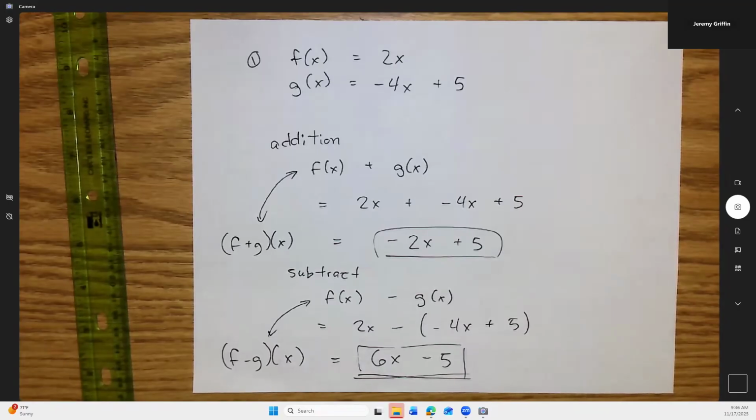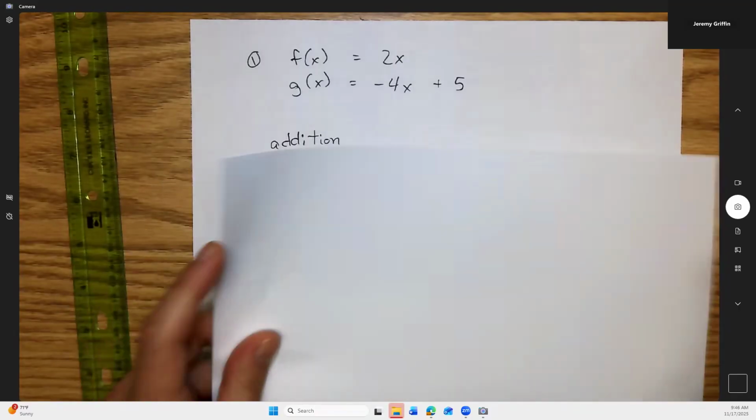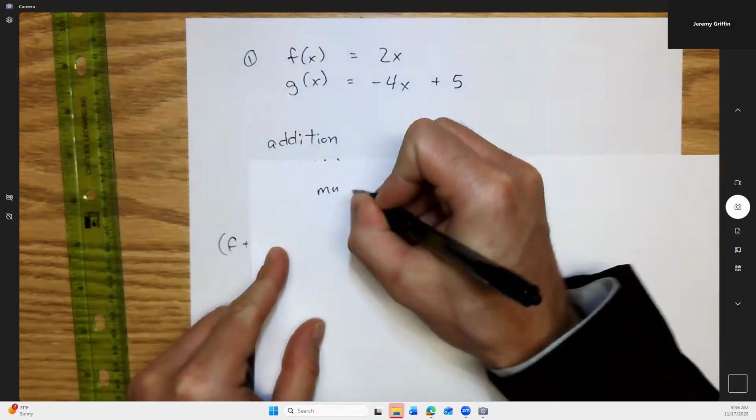Okay, so you guys got addition and subtraction, just combine like terms. If they each had an x squared term, you could add or subtract those from each other. All right, let's do multiplication.